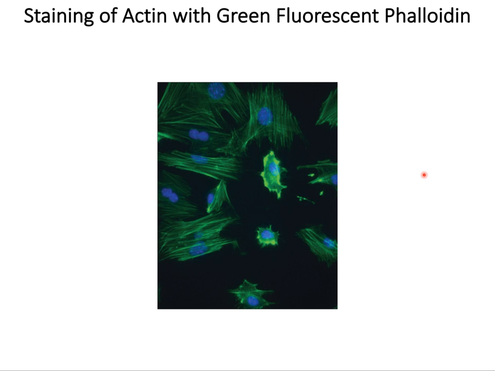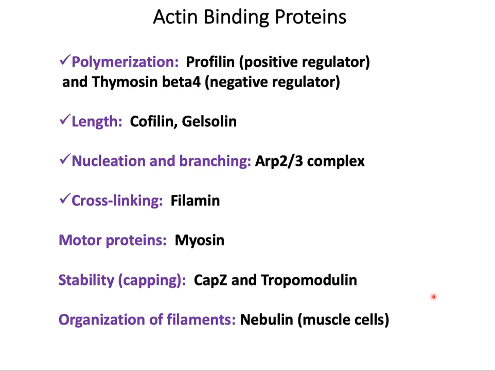And right here is an image of cells stained with a green fluorescent phalloidin, and these large blue circles are the nuclei that have been stained with some kind of nuclear stain like DAPI or Hoechst. So now we are going to talk about the proteins within the cell that interact with the microfilaments.